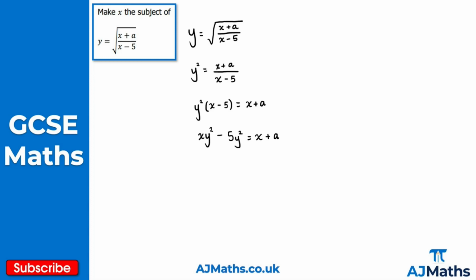So here now we're looking to get x as the subject. What I need to do now is get anything that involves x on one side of this equation and everything that doesn't involve x on the other side of the equation. So here what I'm going to do is I'm going to subtract x off both sides. So minus x and minus x here on both sides. On the left hand side we get xy squared. We then get minus x here. And then minus 5y squared.